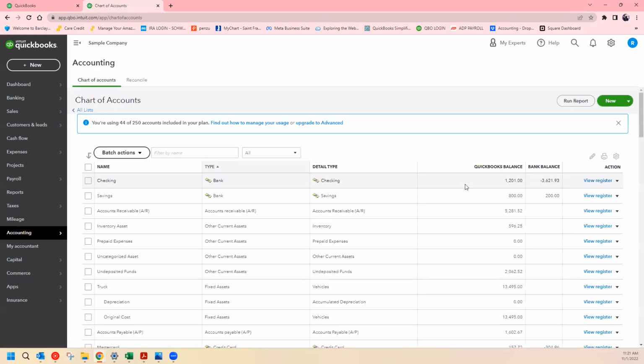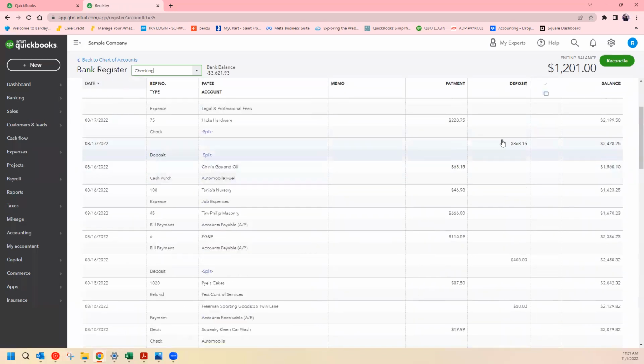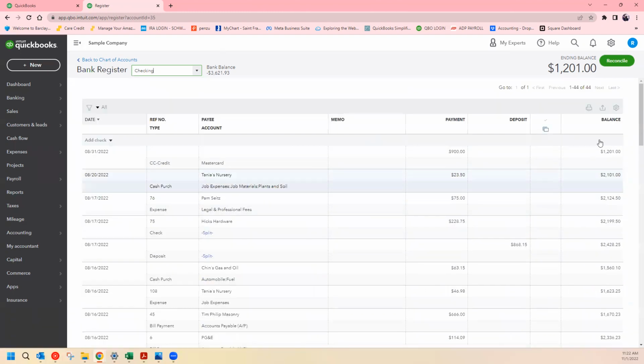So that's super handy. You can get to the checking account registers a few different ways, but if you're in chart of accounts, you can go and just view your check register and you can see all your checking account transactions, your deposits, and then your payments and the balance.